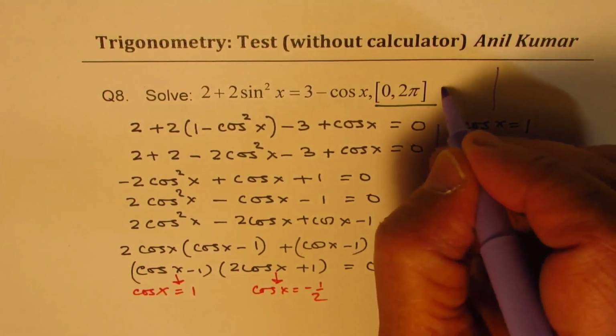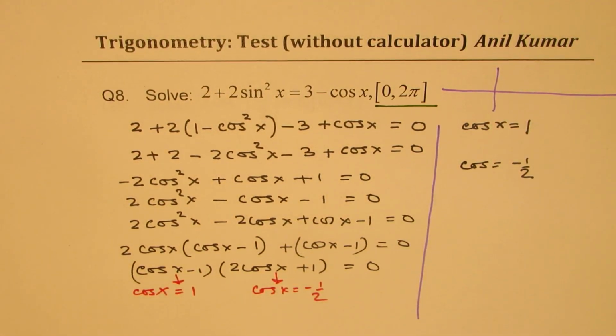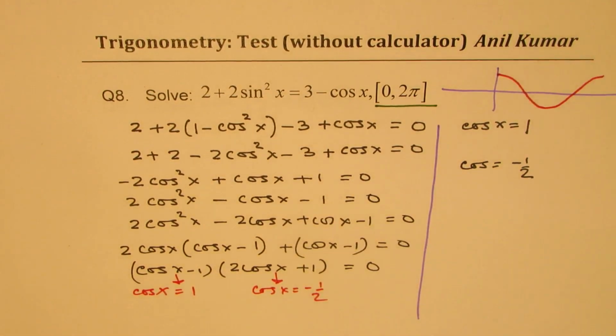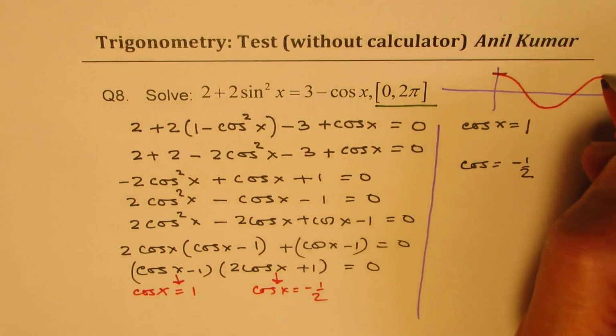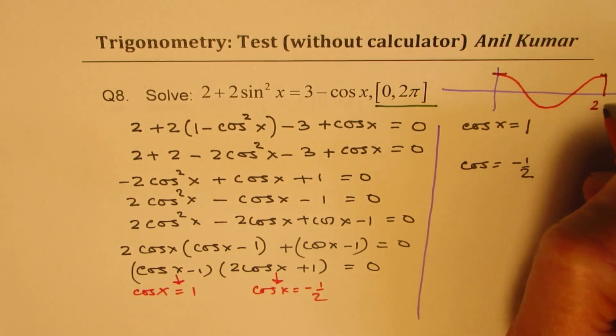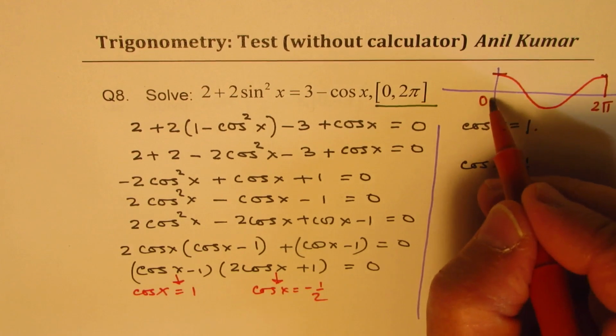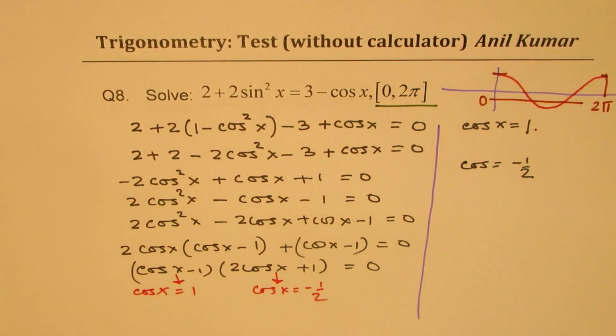So if you look into your cosine graph, which is between 0 to 2 pi, it is kind of like this, right? So the two solutions for 1 are right at 0 and at 2 pi, right? So we get two solutions, 2 pi and 0, for 1. And for minus half, we also get two solutions. Correct? So which are those two solutions?